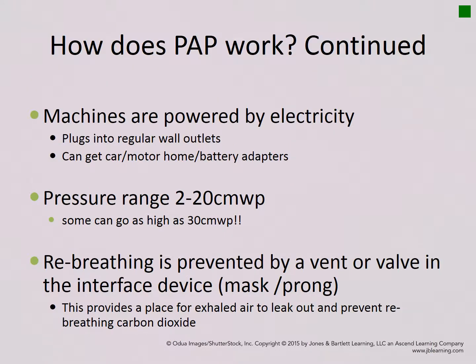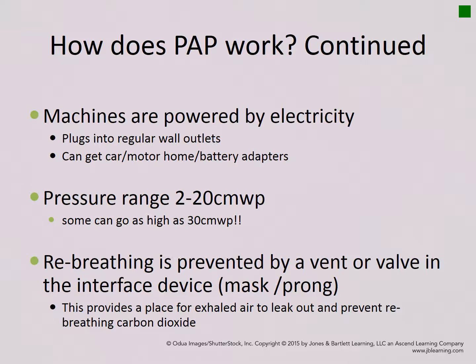Again, just going on with how it works, these machines are powered by electricity, so you need some type of electrical source. It typically plugs into regular wall outlets. You can get adapters to be used in a car or a motorhome. There are some other battery adapters that you can find as well. The pressure range on these machines is from 2 to 20, but therapeutically, as I mentioned before, we want to use a pressure of at least 4. Rarely do you see anything go above 20, but some machines can go up as high as 30, and some patients do need more than 20.